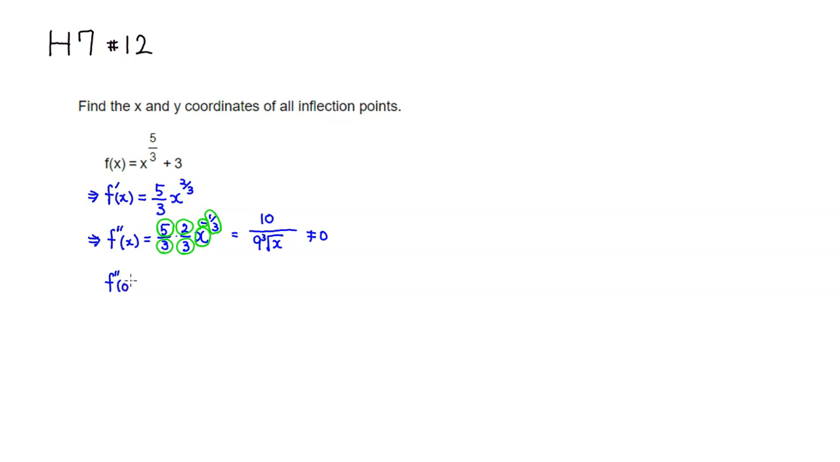So f double prime of 0 is undefined. Which means that when you do a number line to examine the concavity, you have x, and I'm going to put a tick mark for 0. We know that f double prime at x equals 0 is undefined, so I'm going to just put UD for undefined.